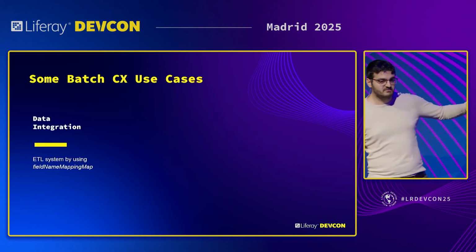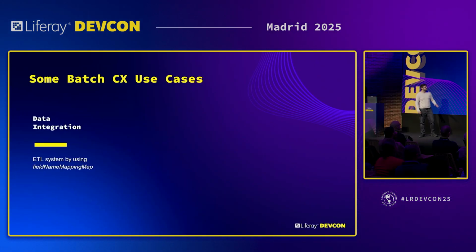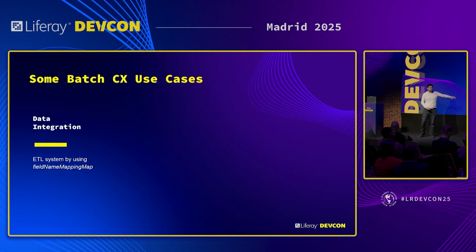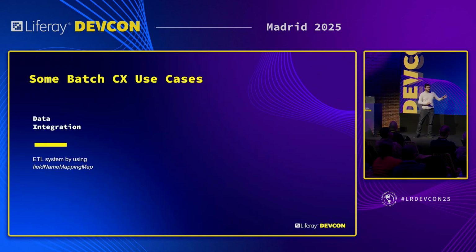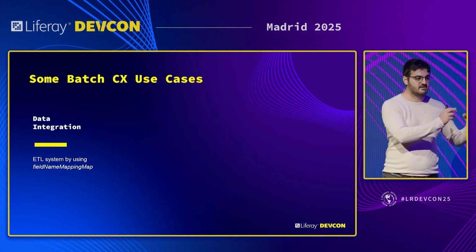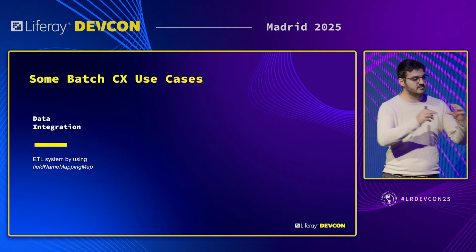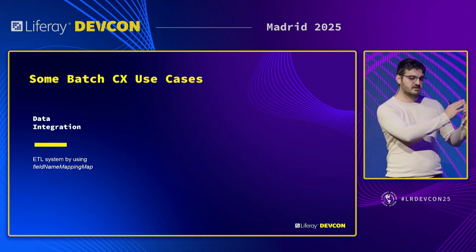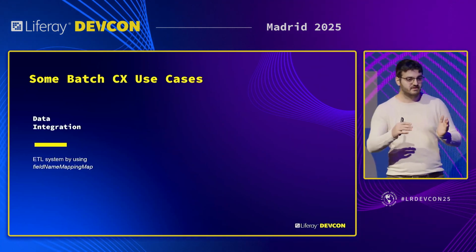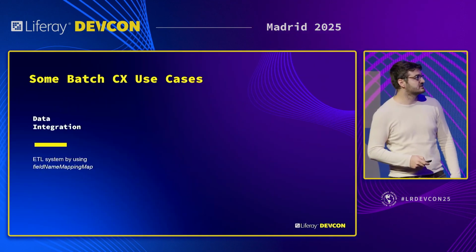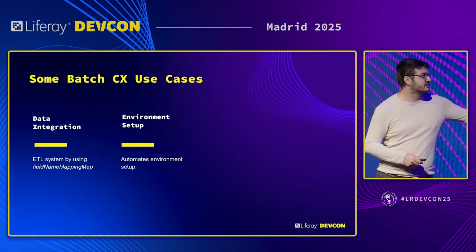First of all, use cases of batch client extension. We can use it for data integration. With data integration, we can use it as an ETL system through the file name mapping map. This allows us to define the entry file name and the exit file name, to export and transform everything that we have to export through the batch client extension. That's a little configuration that we will talk about later.